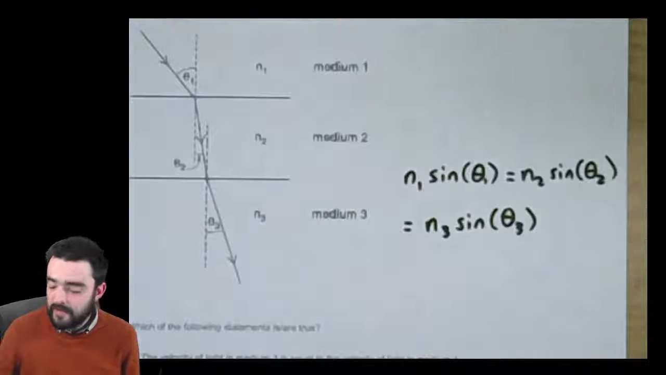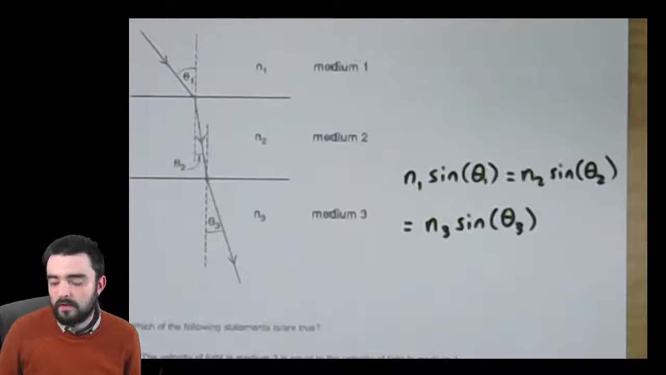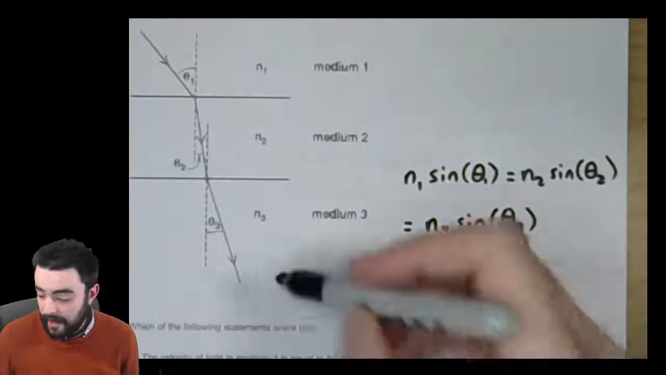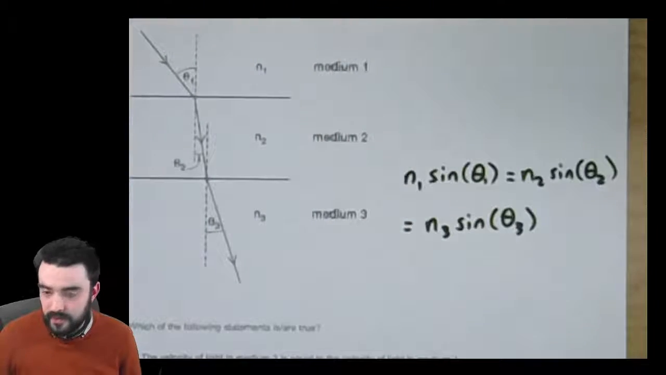Okay, so this is the generalized form, and it basically says if you're moving from one medium to another, if you know the refractive index and you know the angle of incidence, and you know the refractive index of the next material and the angle of refraction, then you'll be able to work it out.